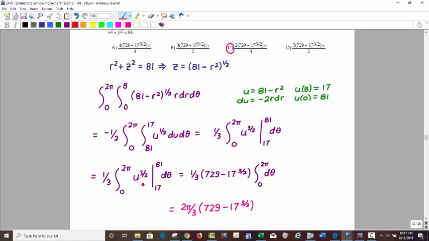And that gives me 81 to the 3/2, which happens to be a whole number because the square root of 81 is 9. So it's 729, but this one is not. So it's 17 to the 3/2 with a 1/3 there. And then the d theta just produces a theta, which just produces a 2 pi, 0 to 2 pi. So it's 2 pi over 3, 729 minus 17 to the 3/2, which you can see right there.